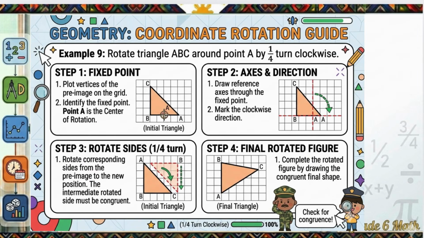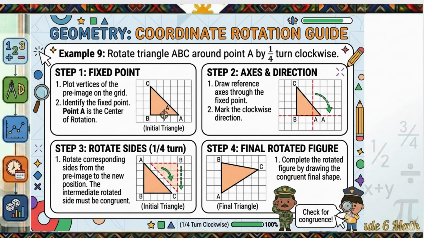We've mastered the slide and the flip, but today we're going to learn how to spin. This is called rotation. Imagine you have a piece of paper pinned to a bulletin board with a single thumbtack. If you push the corner of the paper, it swings around that tack. That's exactly what we're doing with this triangle.